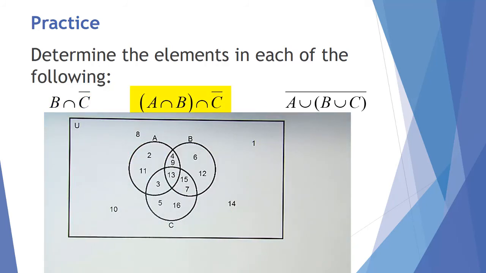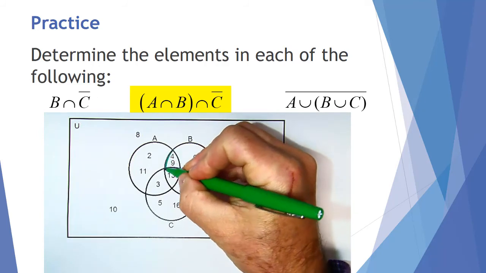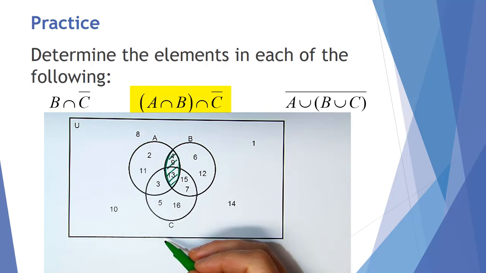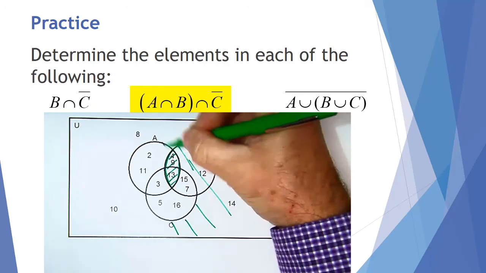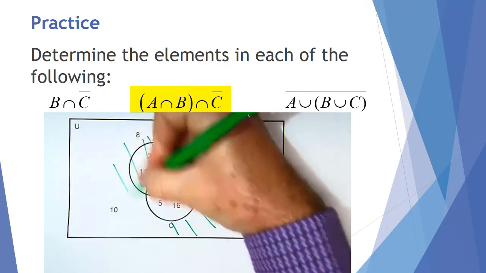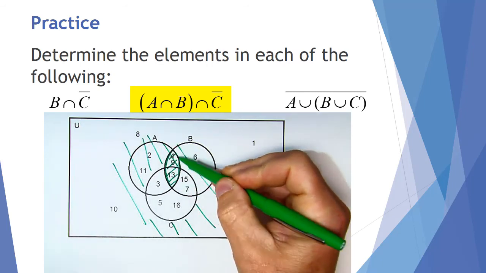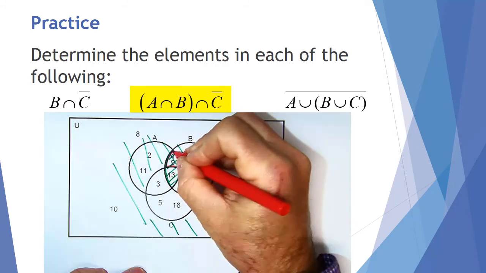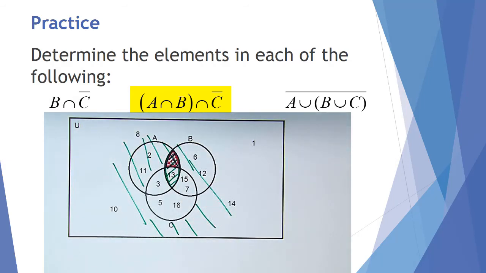Our middle one, A intersect B, intersect the complement of C. So here we need to stay in the intersection of A and B. That's going to be these 3 elements right here. But we also need to be in the complement of C. That is to say, we need to stay outside of region C. So if we need to stay in the intersection of A and B while also staying in the complement of C, that pins us down into this region right here, which consists only of the numbers 4 and 9.